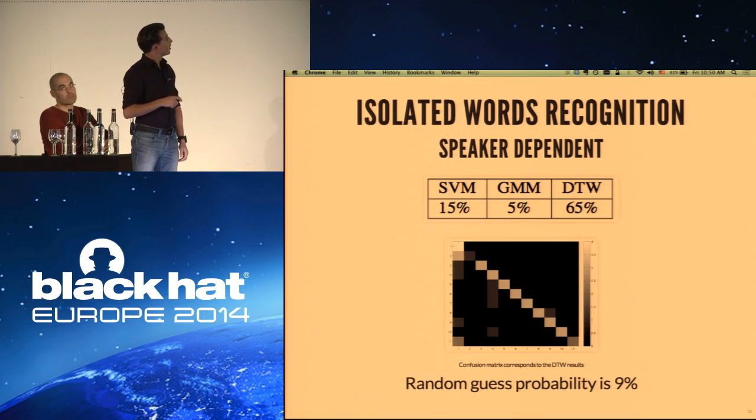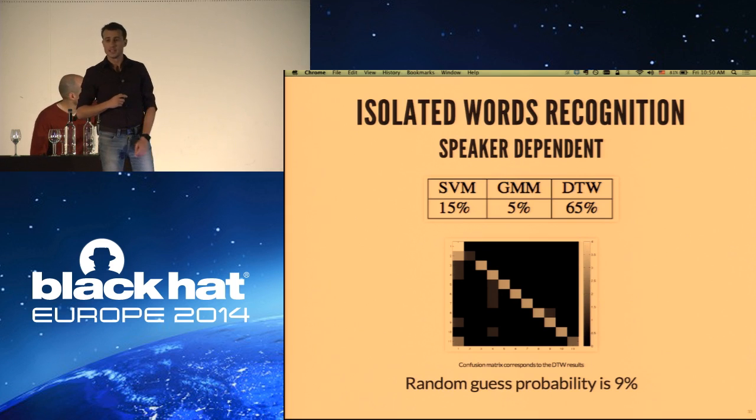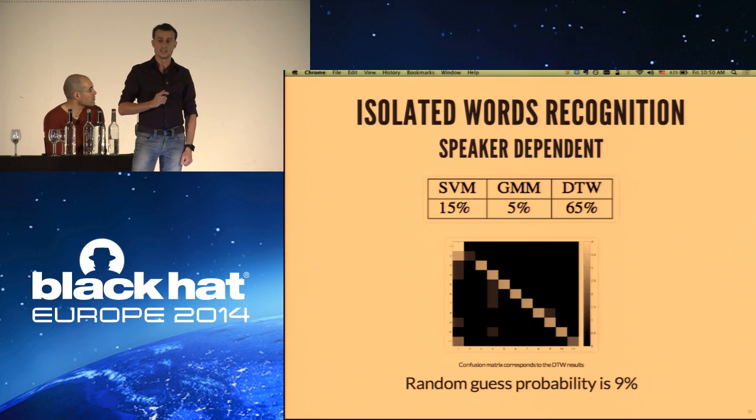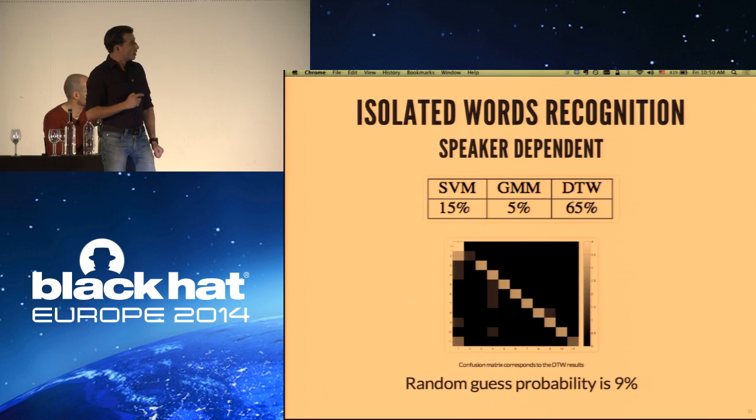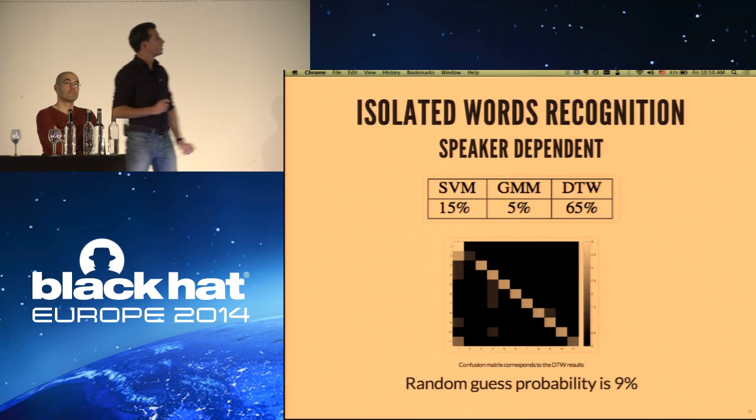So the best results we got were using support vector machine. The GMM didn't perform well at all, probably due to a lot of confusion. And dynamic time warping obtained a pretty impressive result of 65% successful identification, versus the random guess probability, which is 9%. And we can see at the confusion matrix that there is very little confusion. Most of the words are identified correctly and not misinterpreted. So I think that's the most important result we obtained.